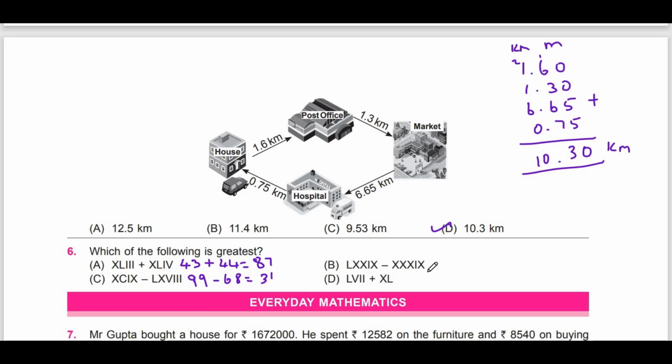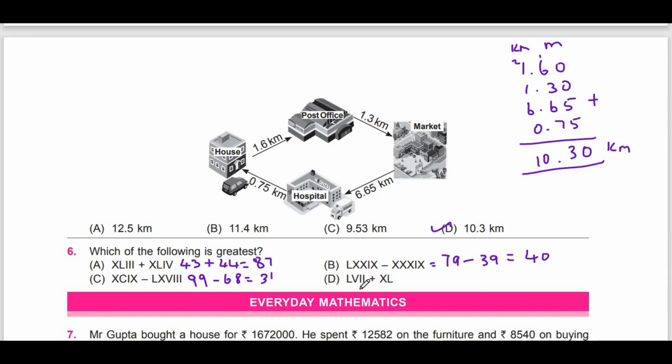Now let's see the options B and D. So here we have L, X, X and then 9. So L is 50, then X is 60, then X is 70. So here we have 79. So 79, and then we have XXX, that is 30. There are 3 X and then there is 1 and X, that is 9. So we have 39. So 79 minus 39. So 79 minus 39 is 40. So we have got the option B.